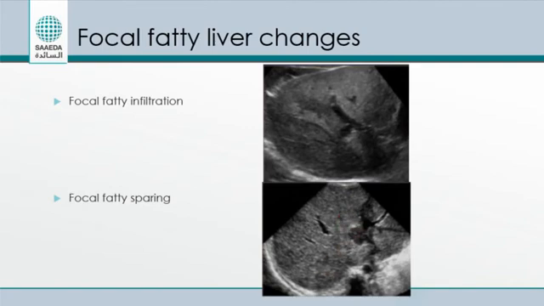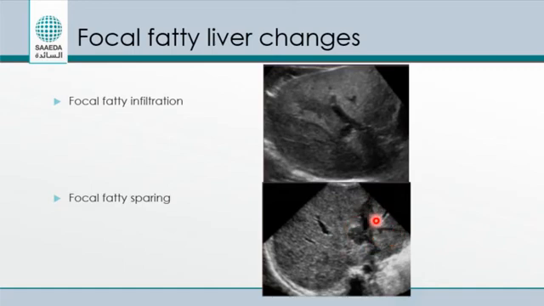Focal fatty liver changes can happen in two ways. It can be focal fatty infiltration or focal fatty sparing, exactly the opposite. This is focal fatty infiltration. You can see there are areas here and here and here of increased echogenicity, and there are areas of normal echogenicity. And exactly the opposite here. This is focal fatty sparing.